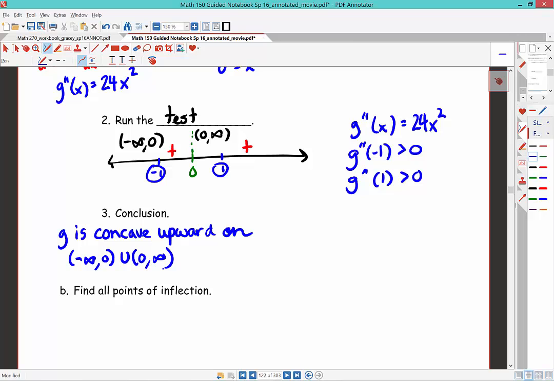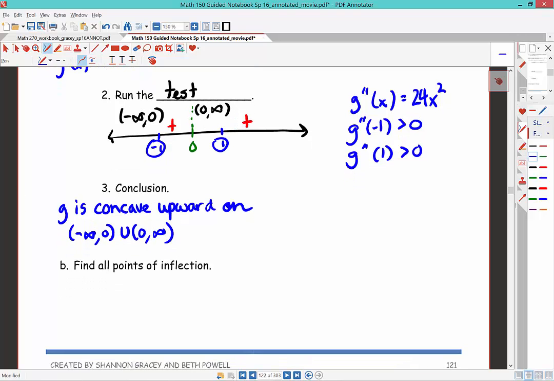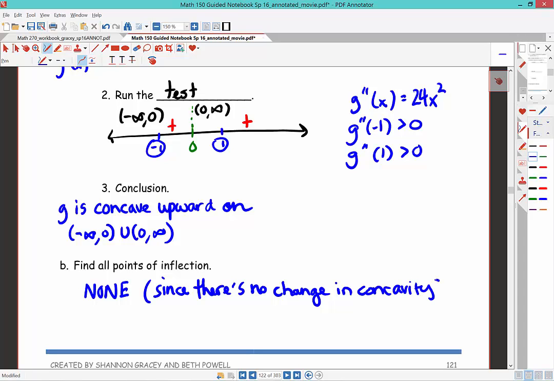Okay? Now, are there going to be any points of inflection? The value x is 0 exists on the graph, right? So that checks out. But is there a change in concavity? No, right? So there's none. I'll put in parentheses, since there's no change in concavity. Okay? How you doing? Awesome.